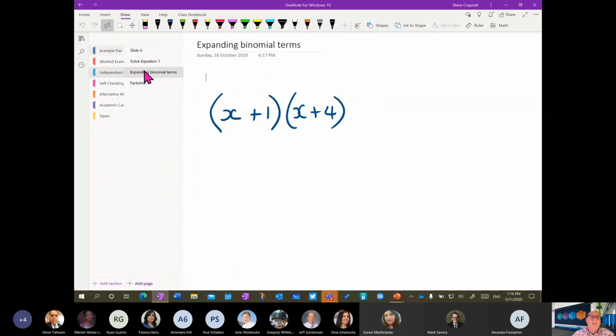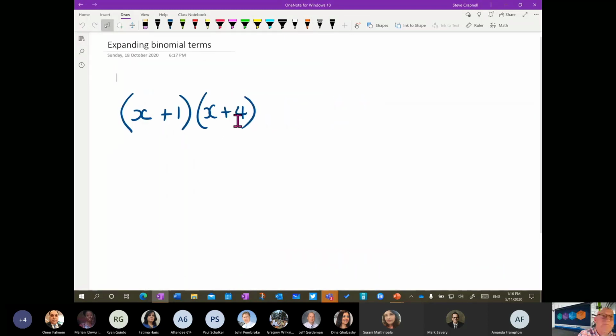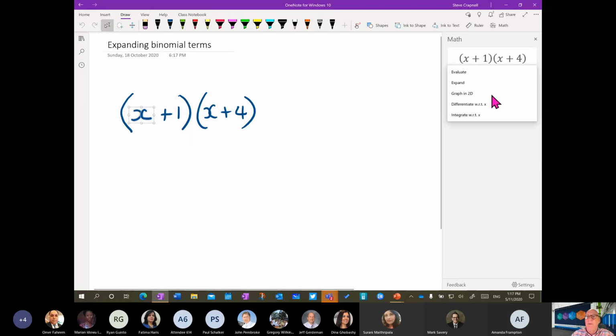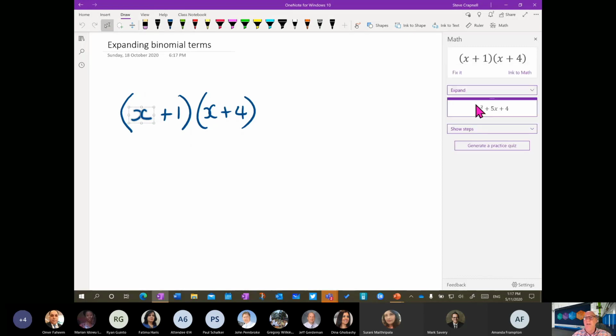Okay, we can extend the idea to expanding. Again, lasso it or type it over here. Oh, now, glad that's happened. Didn't recognize my X, just to show you how easy this is to fix. Didn't like the X I put there, so I very quickly can change that. Boom, that's nice. Select the action, we're going to expand.